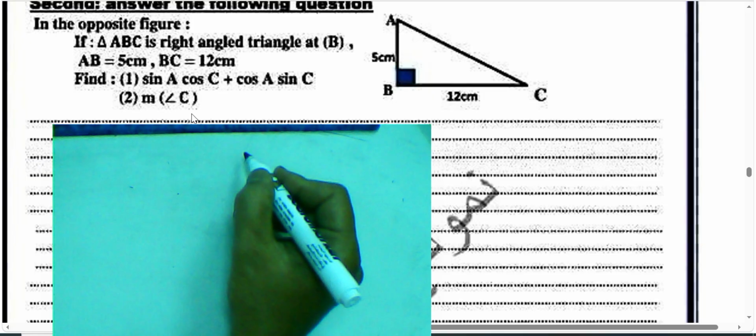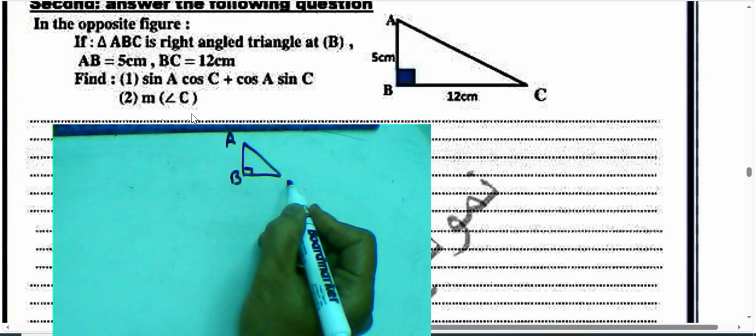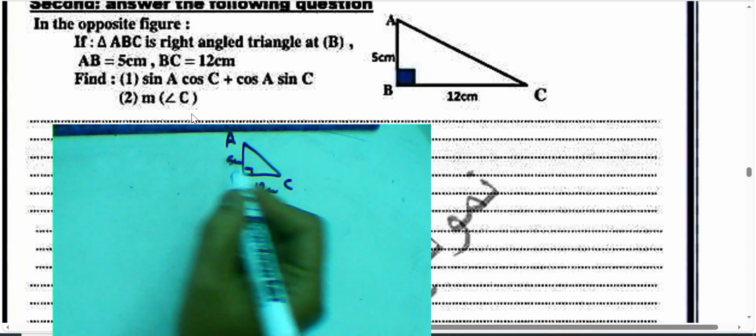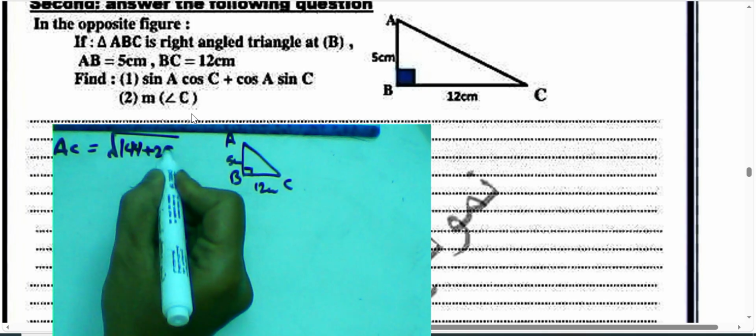He wants to find sine A times cosine C plus cosine A times sine C. First step, we can find the missing side from the Pythagorean theorem. We have triangle ABC, right angled, with 5 centimeters and 12 centimeters. We can find BC from the Pythagorean theorem: square root of 5 squared plus 12 squared. 144 plus 25 is 169. Square root gives 13 centimeters.